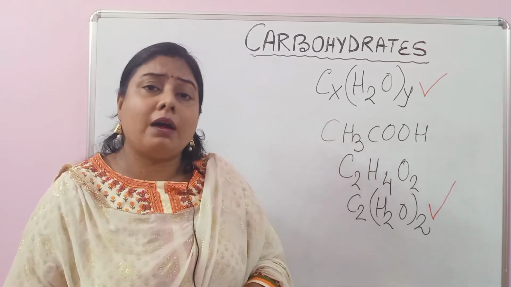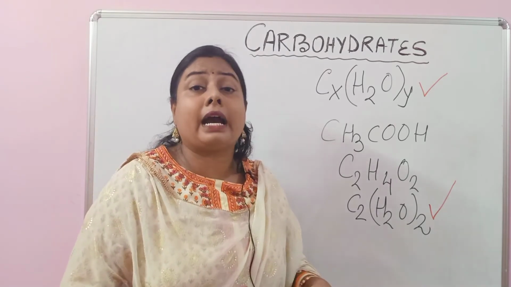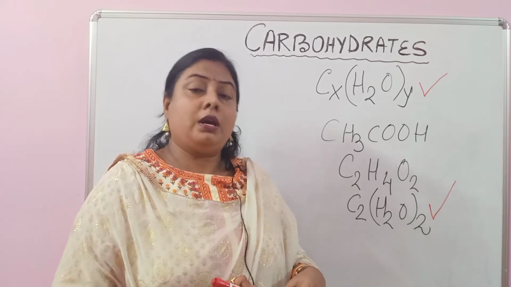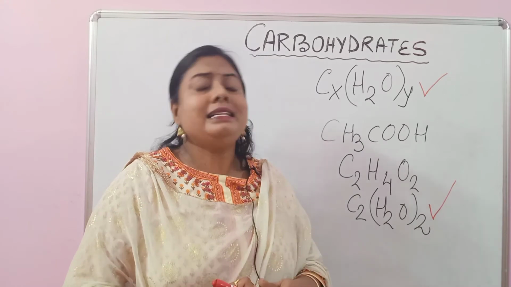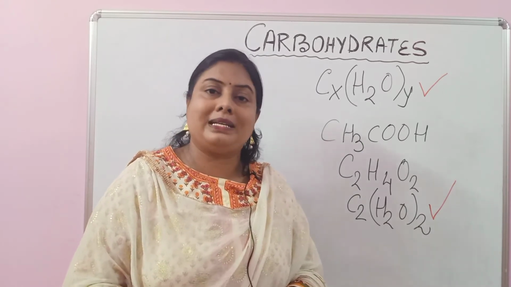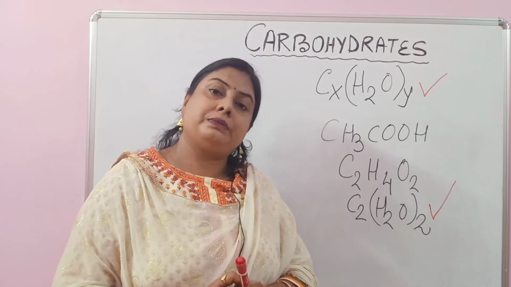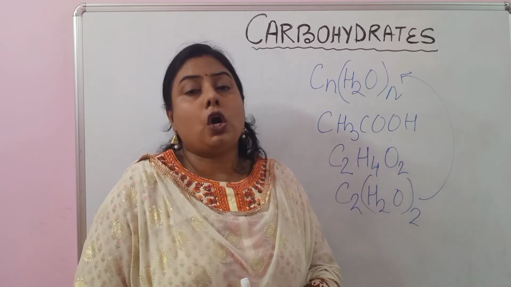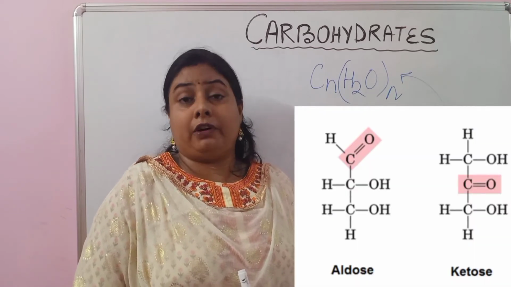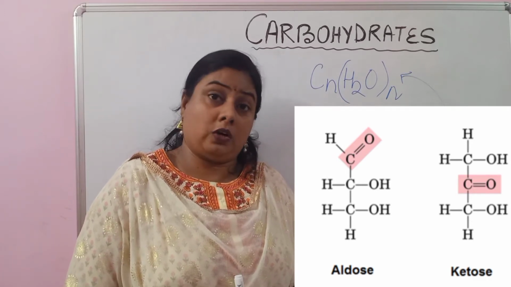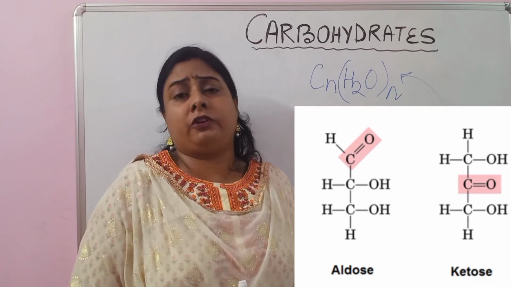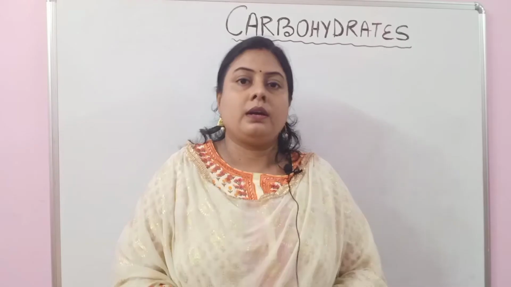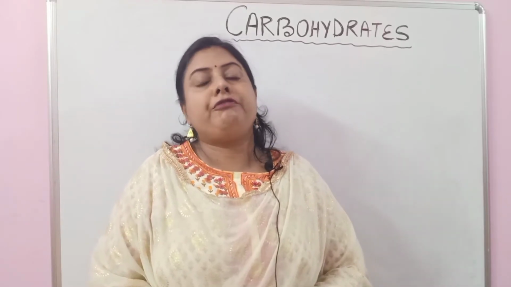Now, these carbohydrates are also called saccharides, meaning sugars, because they are sweet in taste. Many of the carbohydrates are sweet in taste, so called the sugars. Carbohydrates are actually either aldoses or ketoses. If they have a terminal aldehyde group, they are called aldoses, and if they have a subterminal ketone group, they are called ketoses. The saccharides are of various types.